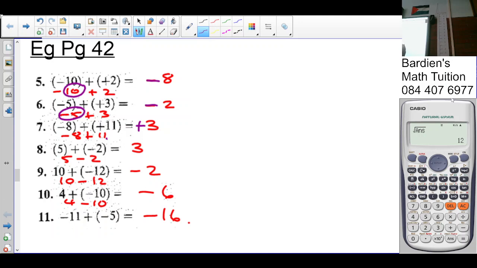Girlfriend, you got it? Can you see? You want to move more this way? Nice. Okay. Between 5 and negative 2, which one is bigger? 5. It takes positive. Between 10 and 12? 12. So it takes negative. Between 4 and 10? 10. Negative. Do you understand?